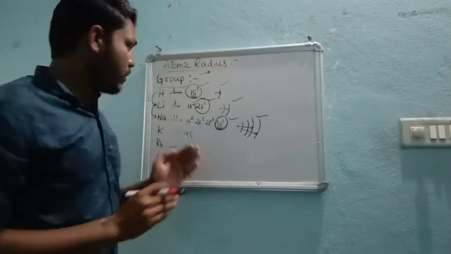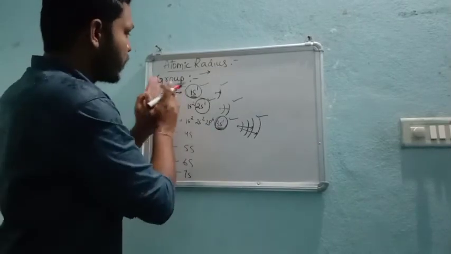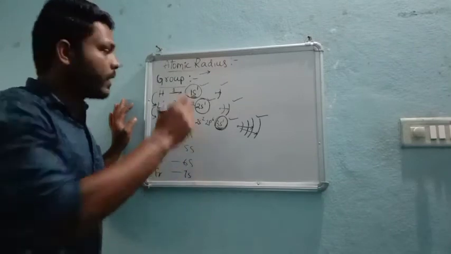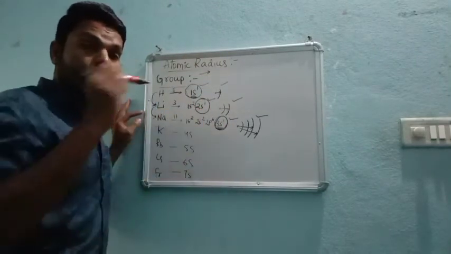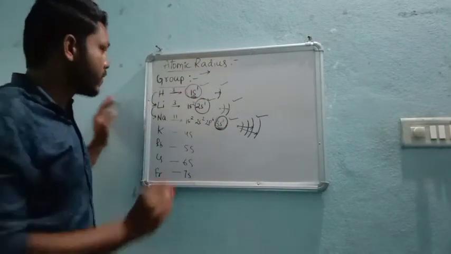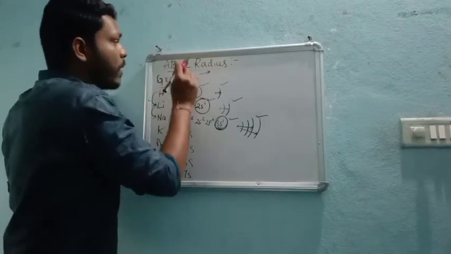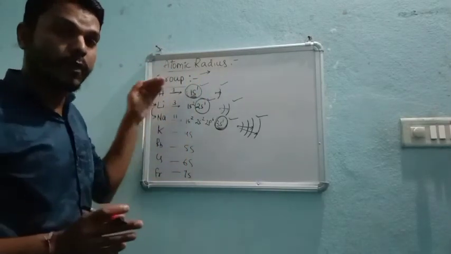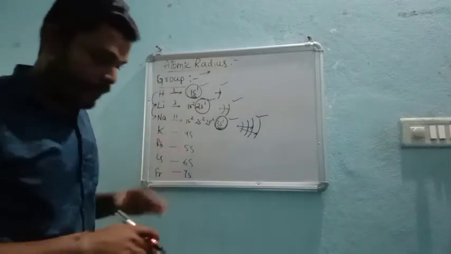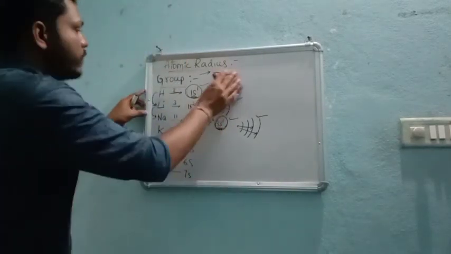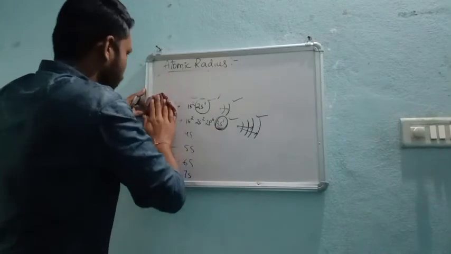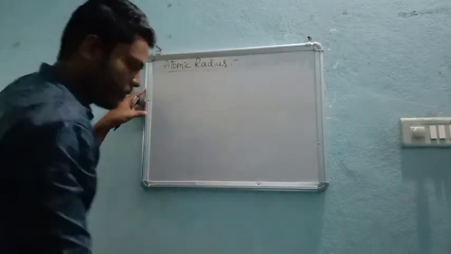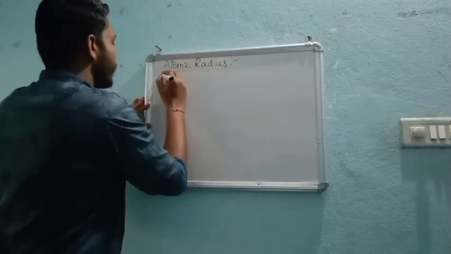If you do the same thing and put it into the other groups, then definitely you will see the increase in the size. That means in a group, atomic radius always increases while moving from top to bottom, right? So this is about atomic radius in the group. So now we see in periods.